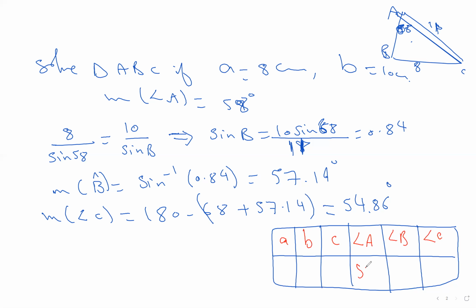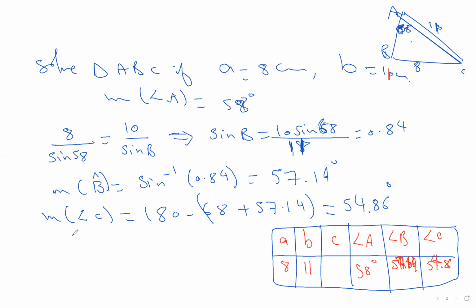We have the measure of the three angles. One of them is 68 degrees, the measure of angle B is 57.14 degrees, and the measure of angle C is 54.86 degrees. The length of side a was 8 and b was 11. Then we need to find c to complete the items of the triangle.